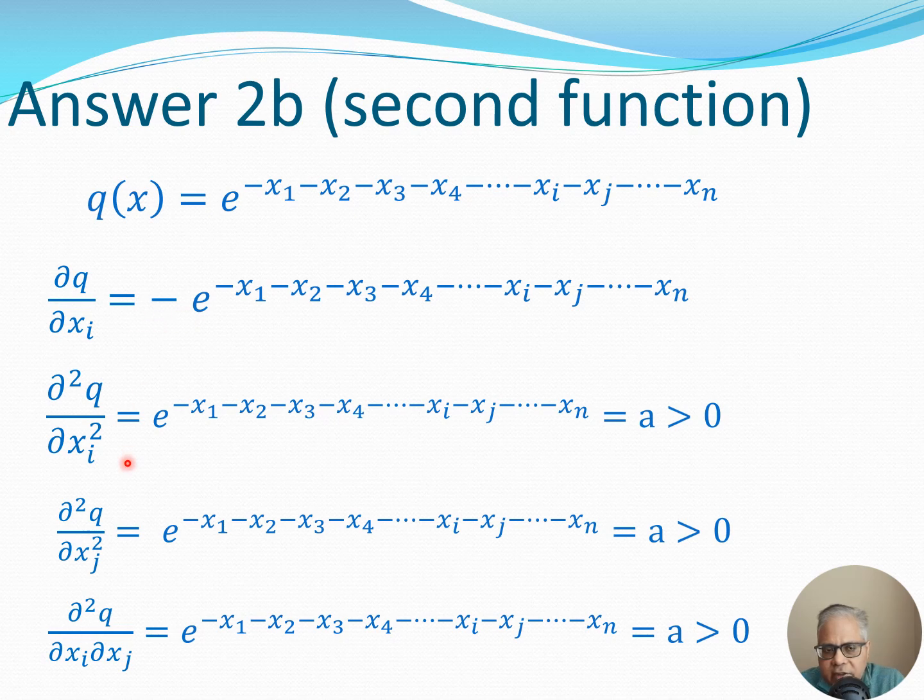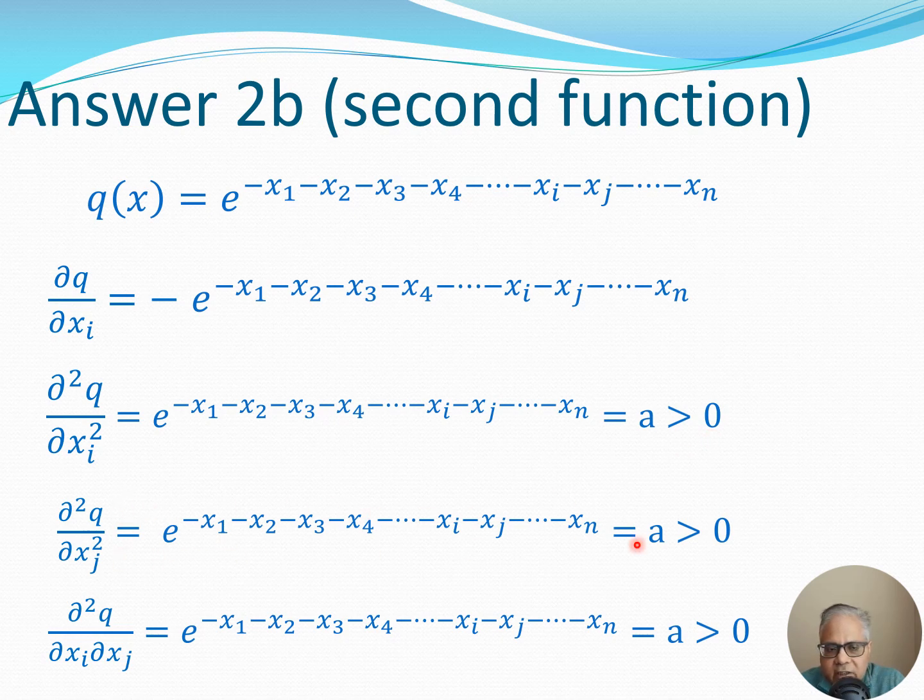Now if I take the next derivative, I'm going to get one more minus 1, and that's going to remove this negative sign. So I get e to the power minus x1 to minus xn term here. Since this kind of exponent term is going to take place all the time, I'm going to call this entire exponential term a, and I know from math that this a is always greater than 0 because exponential functions are positive. Now similarly, I could do the second derivative of q with respect to xj square.